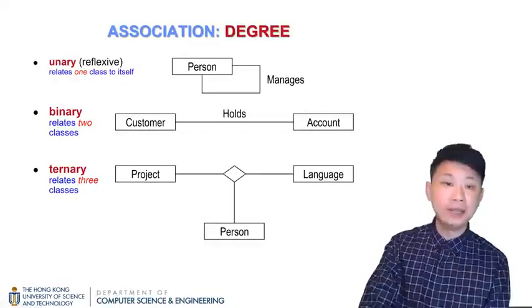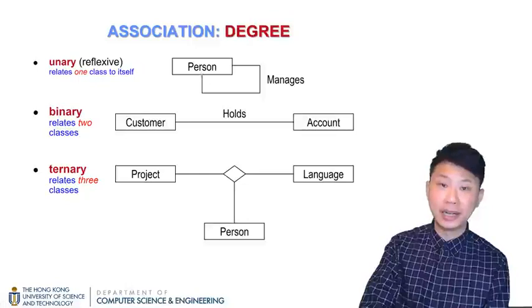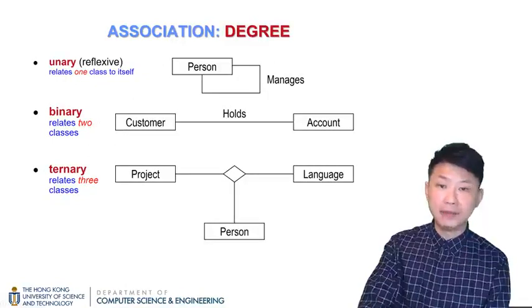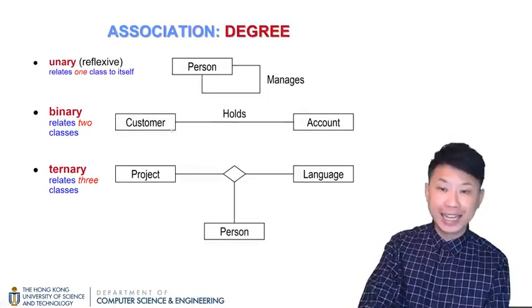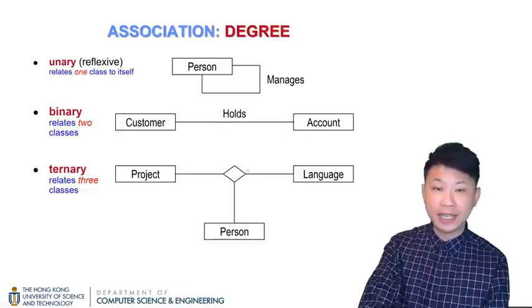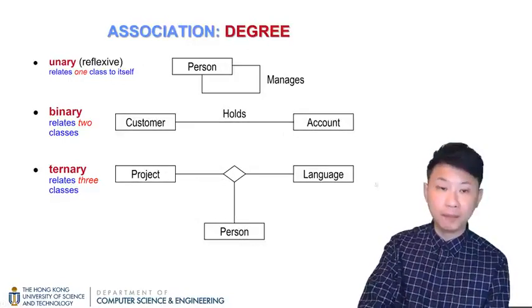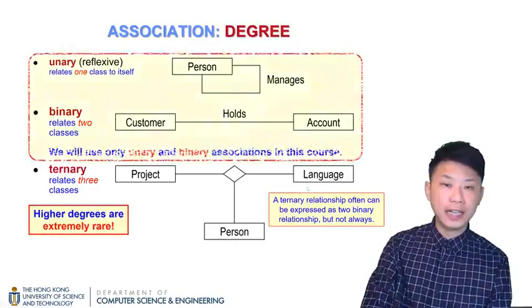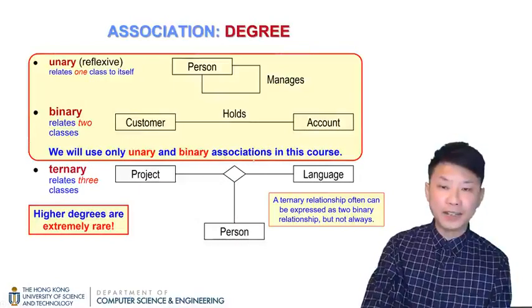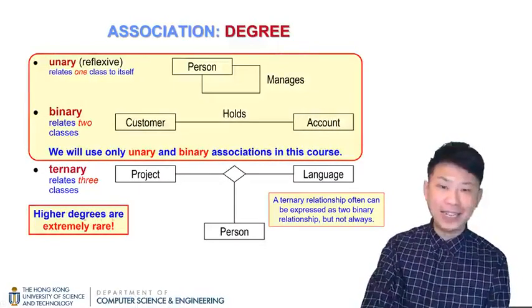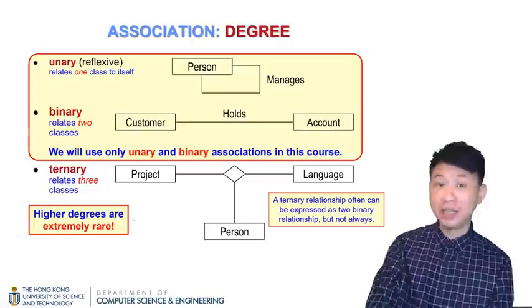It can be unary, which means the class is going to be associated with the same class. Binary, where we have an association between two classes. Or ternary, which means we have an association between multiple classes. In this course, most of the associations are going to be unary or binary associations. Notice that higher degree associations are extremely rare.